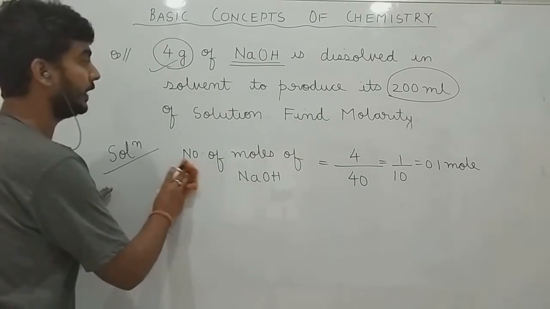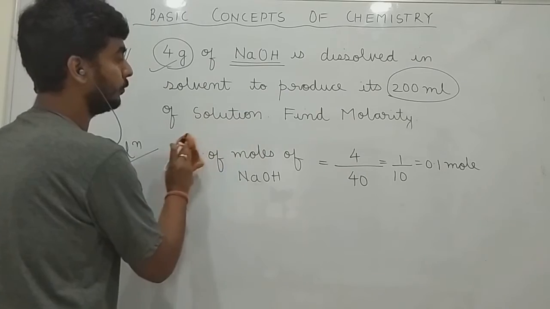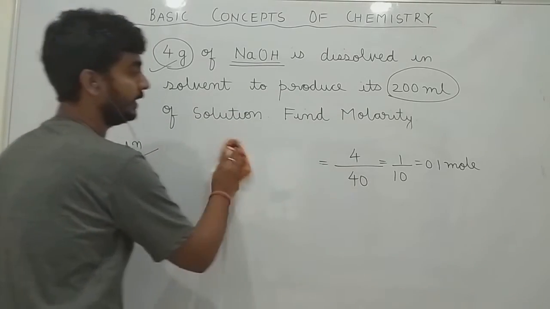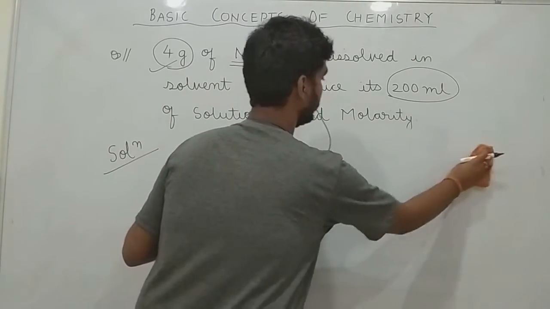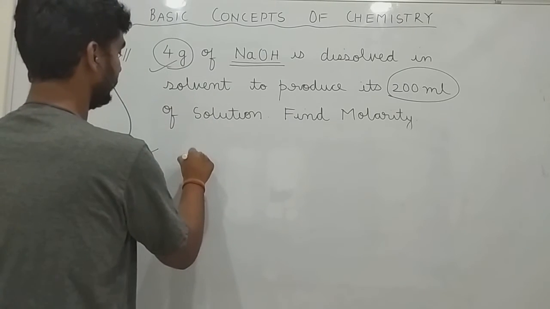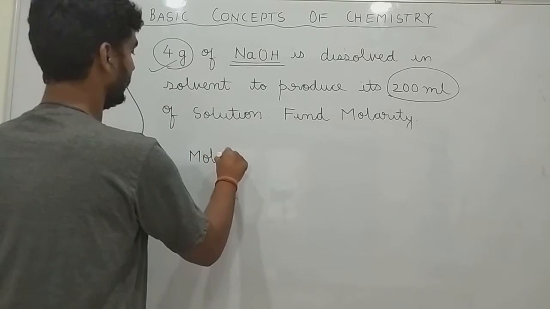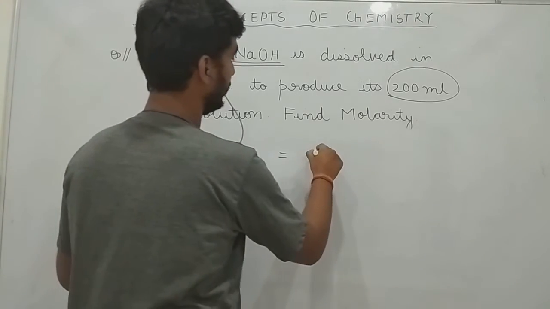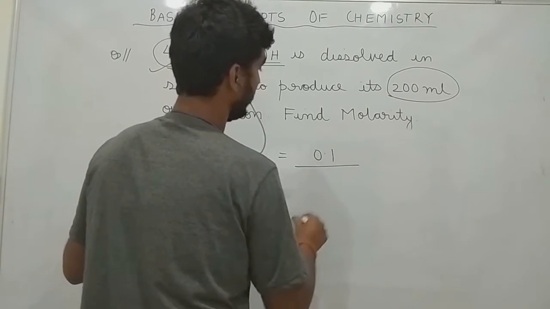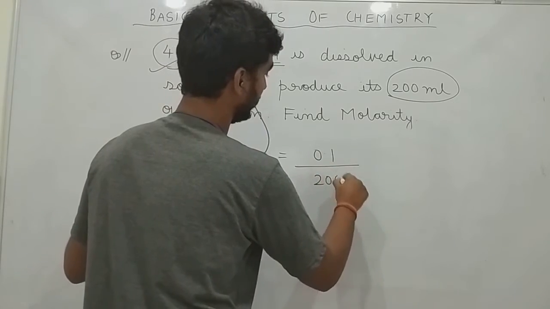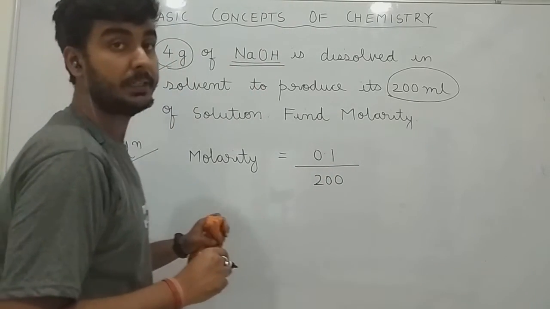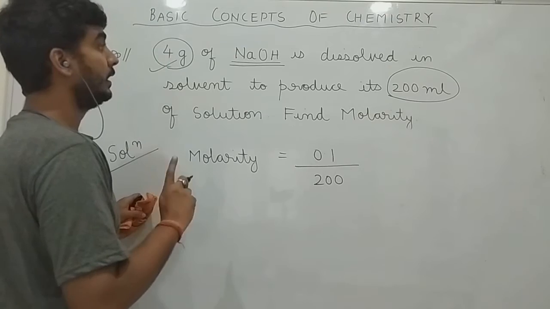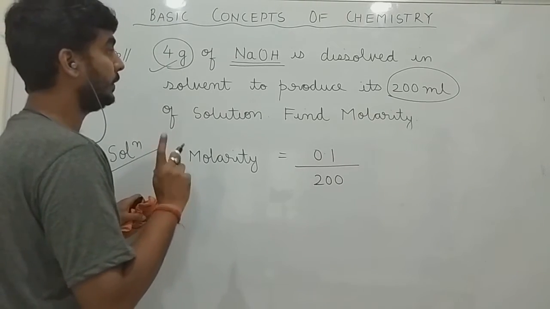Now we can find the molarity. Now we know the number of moles of solute and we have been provided with the volume of solution. So we can easily find out molarity. So molarity will be how much? Molarity is equal to what? Number of moles of solute, which is 0.1 divided by volume of solution. But remember that volume should be in liters.